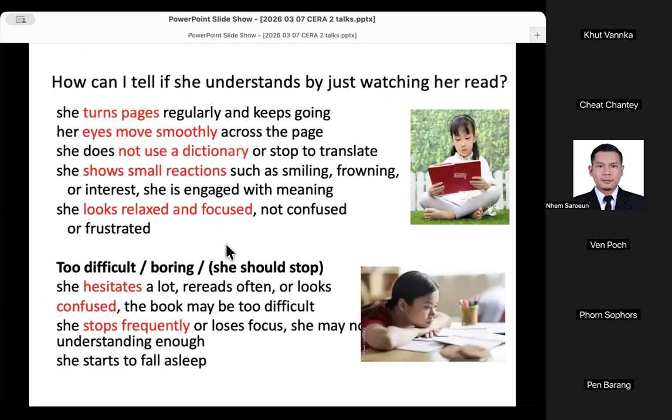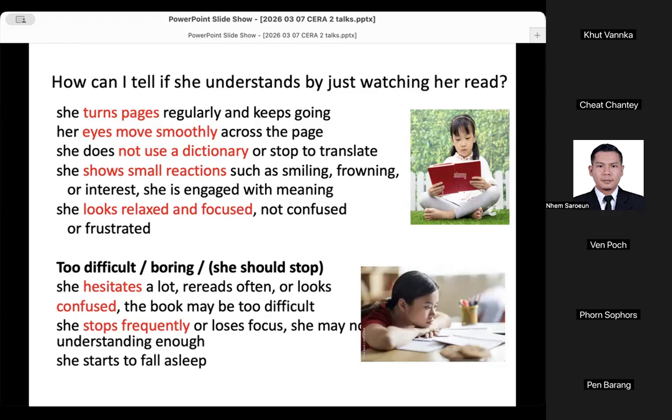So how do I know if my students are understanding? So if you're in class and you've got 20, 30 students reading, how do you know that this student is understanding? Well, you can just watch. Does she turn pages quickly? Are her eyes moving smoothly on the page? Is she going back in pages? She's not using a dictionary. Maybe she smiles when she reads the book, or she frowns. Maybe she looks relaxed and focused. Probably she's understanding what she's reading, right?